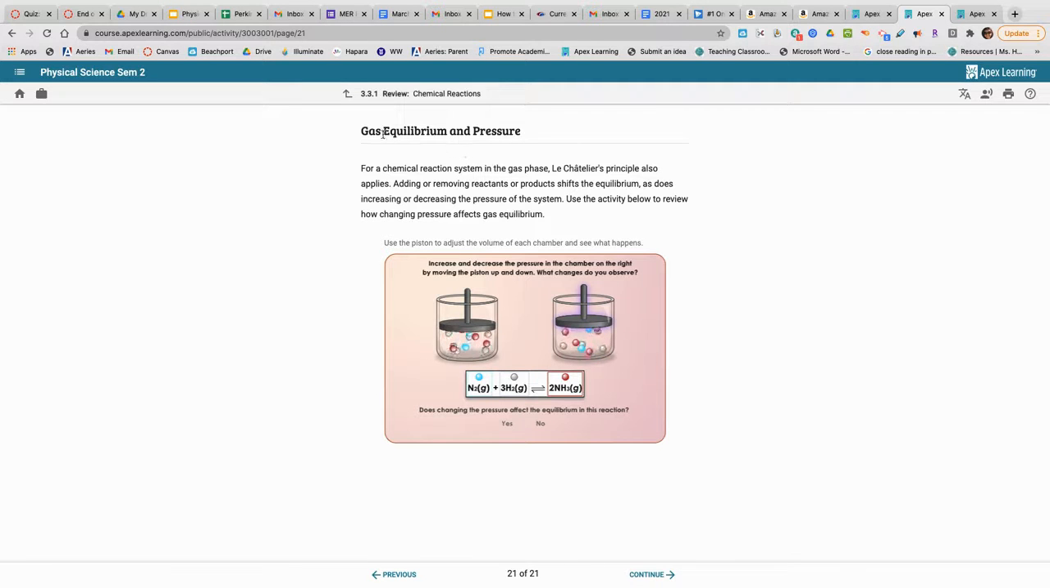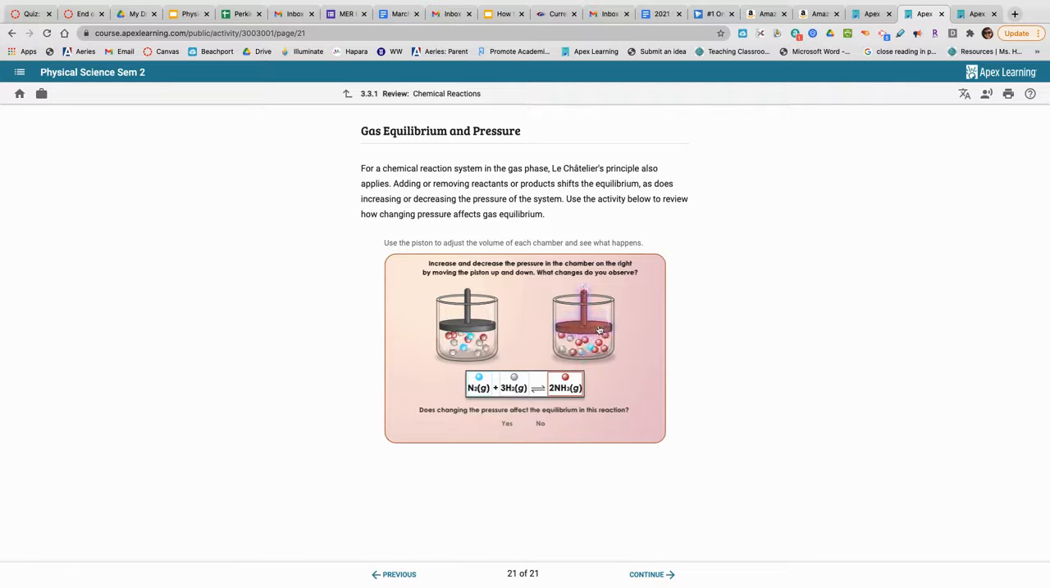Lastly, this simulation looks at gas equilibrium and pressure. So essentially, you count the number of gas molecules by counting the number of moles. So I have 1 mole of nitrogen and 3 moles of hydrogen as my reactants. That's a total of 4. And I have only 2 moles of ammonia as my product. So I have more moles of gas on the left than I do on the right.